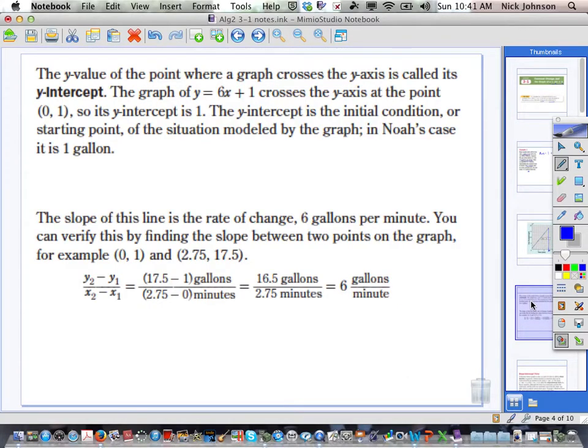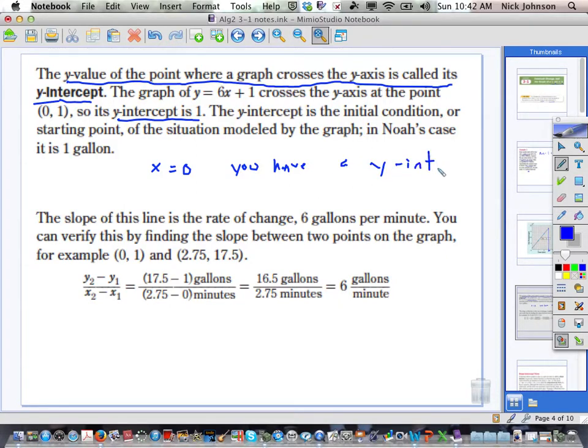The y value of the point where a graph crosses the y-axis is called its y-intercept. You need to know that. You should already know that. The graph of y equals 6x plus 1 crosses the y-axis at the point 0, 1. So the y-intercept is 1. Whenever x is 0, you have a y-intercept. Should be a review.